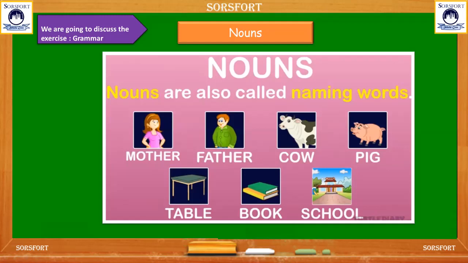And it is the same with animals, cow, pig, these are animals' names. Same with things, table, books. So these are things or objects' names. And school, temple, college, these are places' names. So these all are nouns.